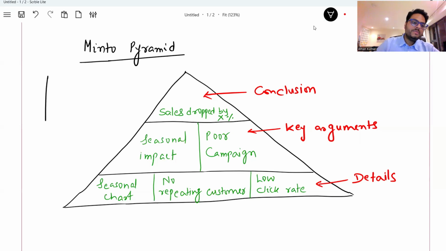On the first level, I'm giving my conclusion. On the second level, I'm giving key arguments. On the third level, I'm giving details and supporting that with data and charts. What is the advantage of the Minto pyramid? Why am I doing this?